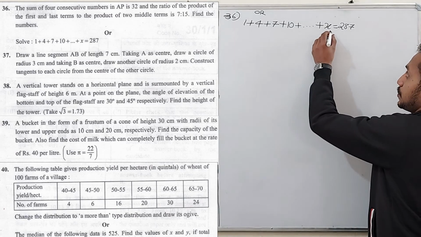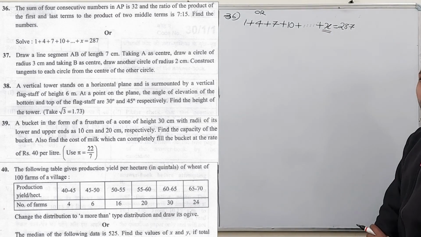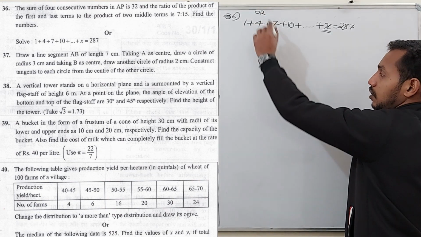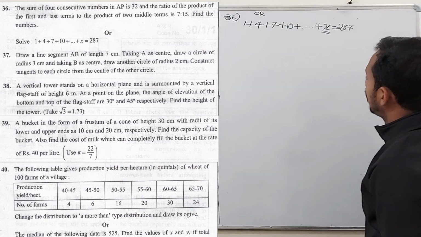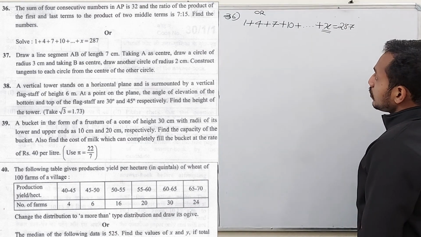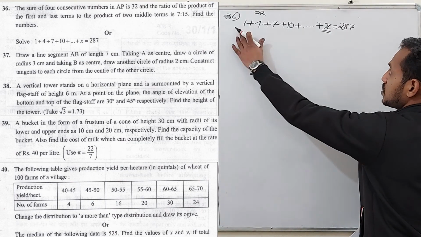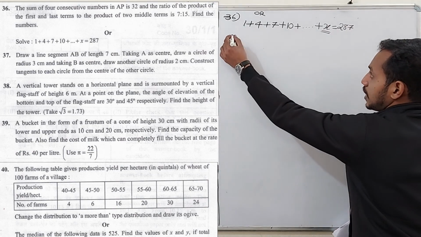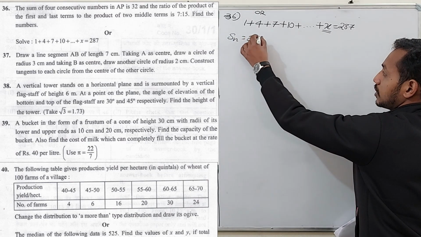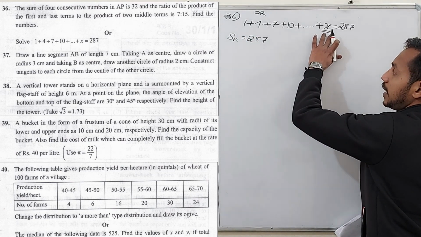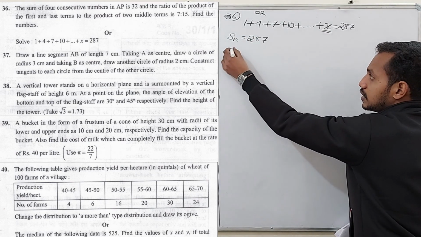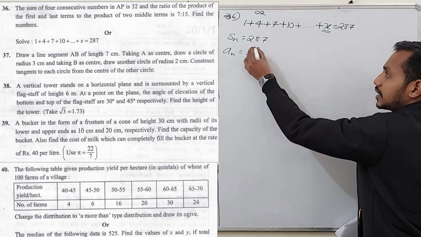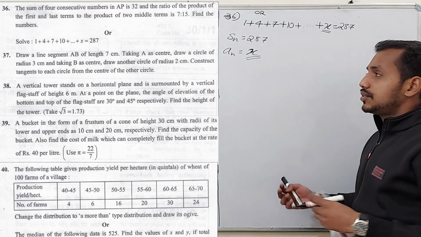Solve for x. That means we have to find the value of x. This is actually a question from arithmetic progression. This is the option question for question number 36. Here the sum of the series is given, that is Sn is given as 287. x is the nth term or last term. That is n, we have to find it. n is equal to x. So by giving Sn, we need to find the n.